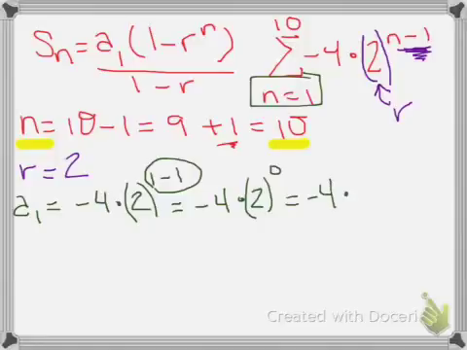Since 2 to the 0, or anything to the 0 power, is 1, we can do negative 4 times 1, which is negative 4. So we now have our r equals 2, and our a1 is negative 4, and our n is 10. So we are ready to plug this into our formula.